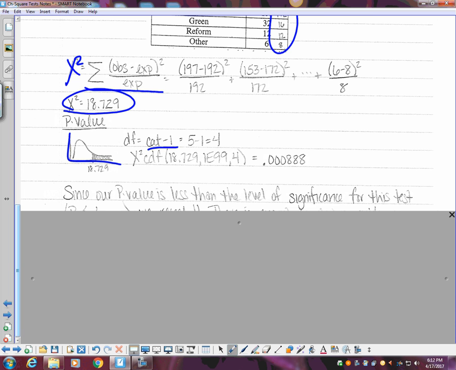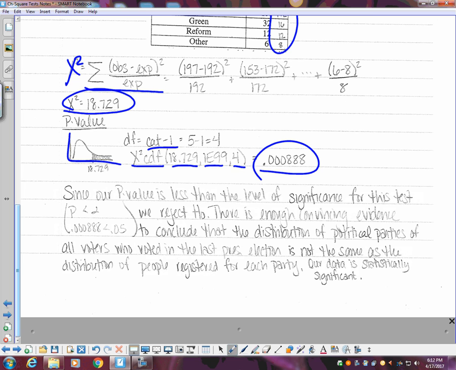Draw your chi-squared distribution. Then chi-squared CDF from my chi-squared to infinity and then my degrees of freedom. A tiny p-value, and so now I'm ready to make my conclusion. Since our p-value is less than the level of significance for this test, we reject H sub O. There is enough convincing evidence to conclude that, and then go get your H sub A.